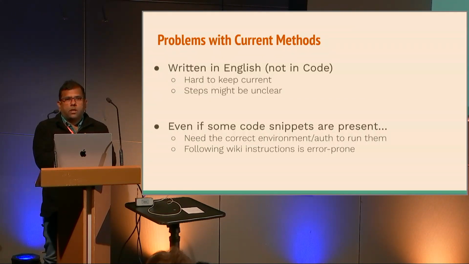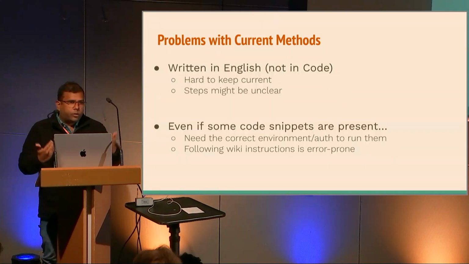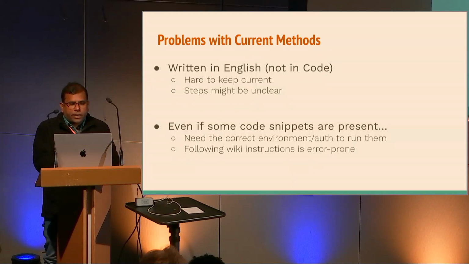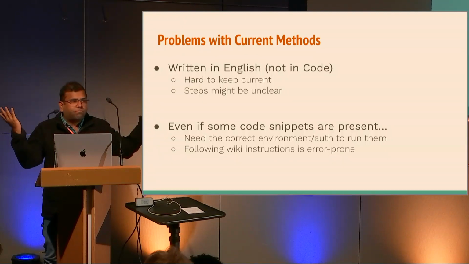So the problems with these: first, it's written in English, not in code. So how do you keep it current? And the steps might be unclear. What might be clear to the writer might not be clear to the reader. You may have a step like "rollback deployment," and a new engineer joining the team doesn't know how to roll back.